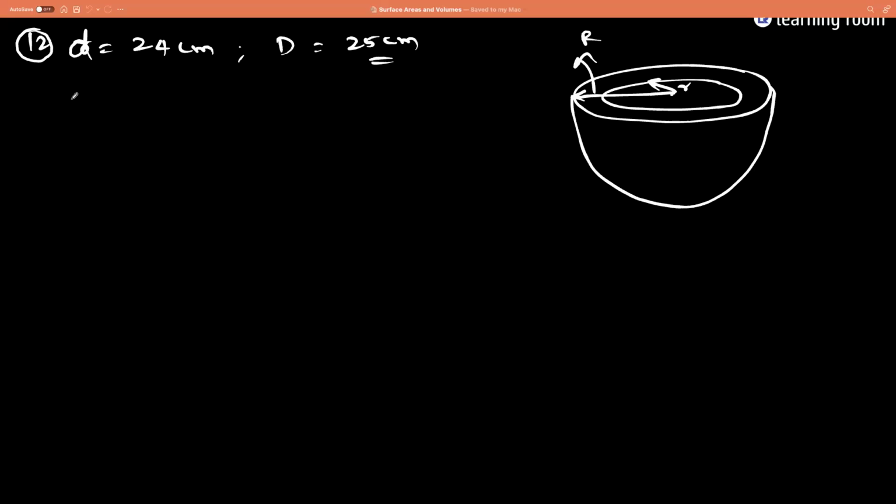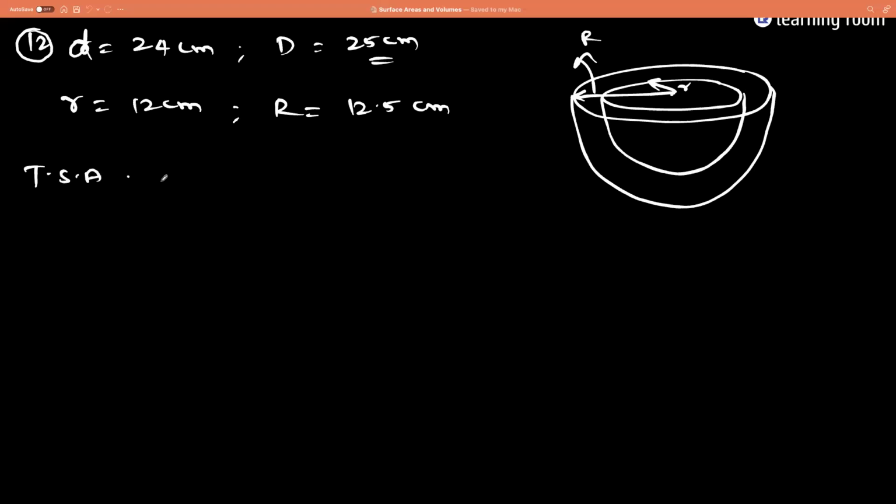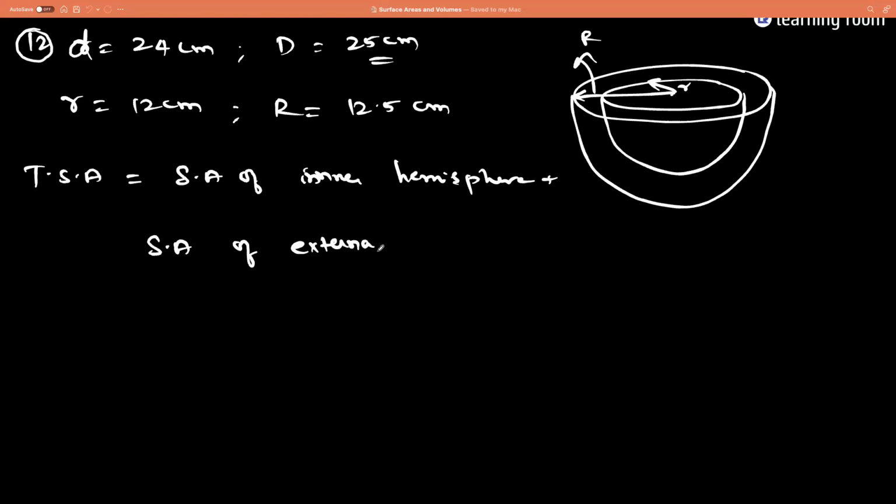So radius will be 12 centimeter, capital R will be 12.5 centimeter. So how to calculate the total surface area? So total surface area will be equal to the surface area of inner hemisphere plus the surface area of external hemisphere plus the area of shaded region.